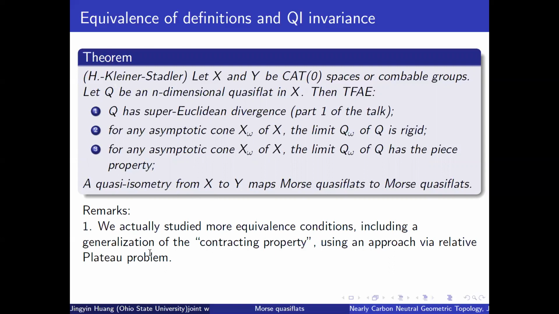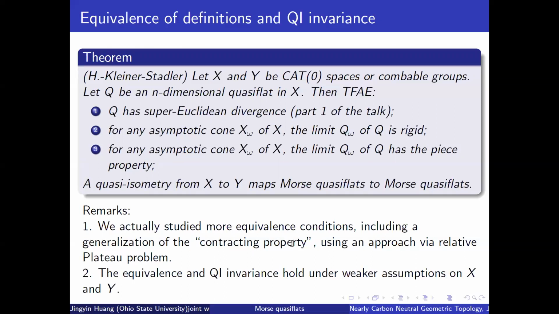We also have a generalization of the contracting property for Morse quasi-geodesics to high dimensional cases. Recall that for Morse quasi-geodesics, the contracting property was formulated by looking at the nearest point projection from two points inside this quasi-geodesic. In the high dimensional case, one might want to consider nearest point projection from the whole space to a Morse quasiflat, but this turns out to be a huge mess. That's why we didn't do it that way. Instead, we use some form of relative Plateau problem to set up this contracting property. The second remark is that here we require X and Y to be CAT(0) or combable, but in the article we actually work with much weaker assumptions. The space only has to satisfy some very weak form of non-positive curvature, and then we have all this equivalence and QI invariance.